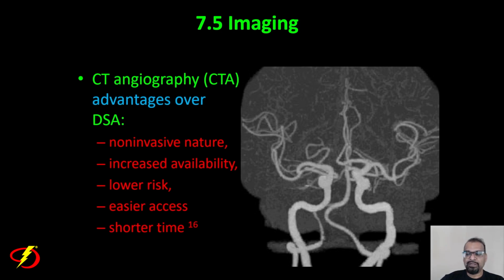So imaging, how do we image brain aneurysms? Well, one way we could do it is CT angiography. And this has many advantages over digital subtraction angiography as it is a non-invasive test. It has increased availability. This is available at almost every hospital now. This has lower risk because it's non-invasive, easier access. We're accessing the venous system, not the arterial system. And it takes a shorter time to do this test. So if you have an unstable patient, that could be a benefit.